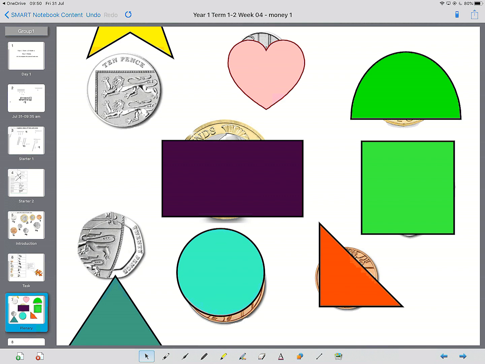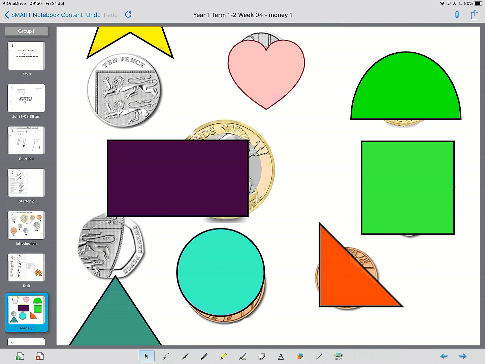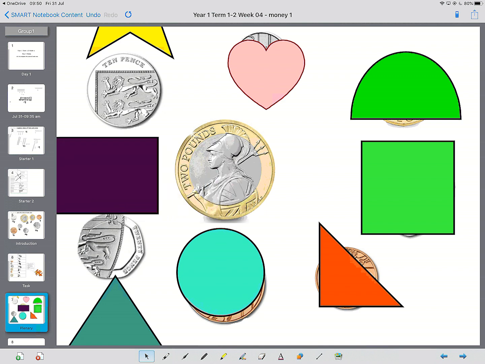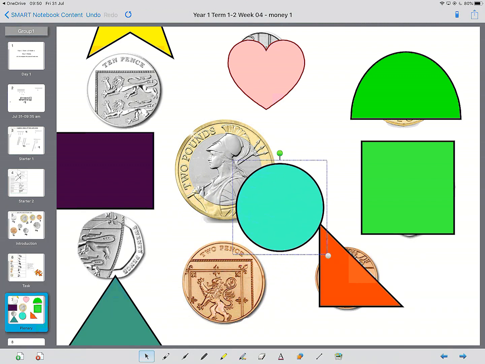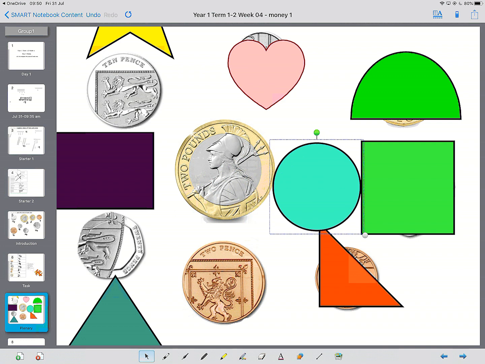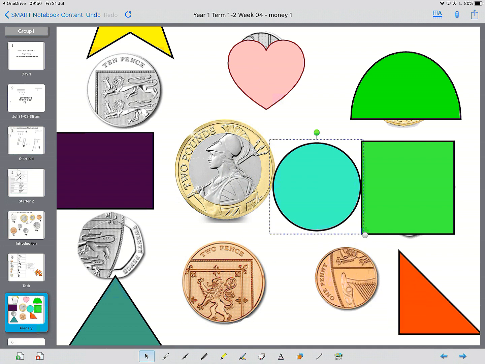What's behind the purple oblong or rectangle? That's a big, big coin. Can you tell? Brilliant, that's the £2. What's underneath our turquoise circle? That's not helping, is it? The 2 pence. What's behind the orange right angle triangle? A penny, 1 pence.